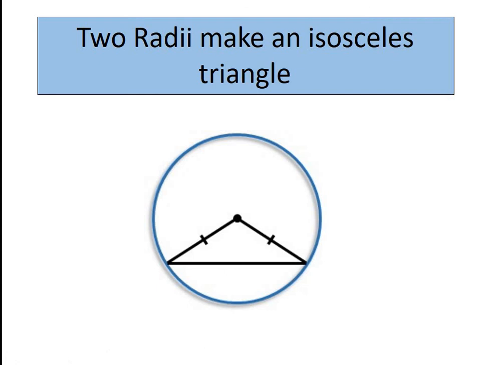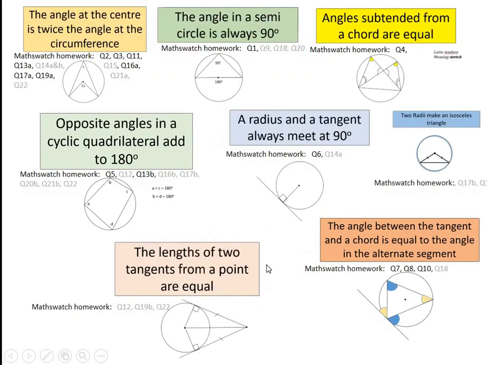One last thing to remember, it's not a rule on its own, but just remember that two radii make an isosceles triangle. So if you have a radius anywhere on the circle, if you join them up with a chord, then you would always get an isosceles triangle. You need to recognise these in questions.